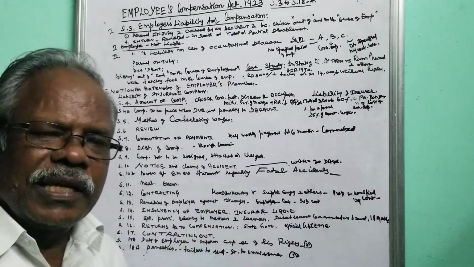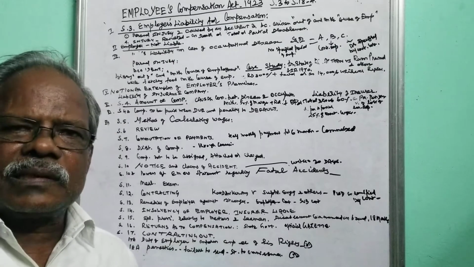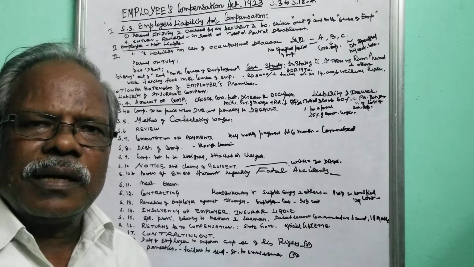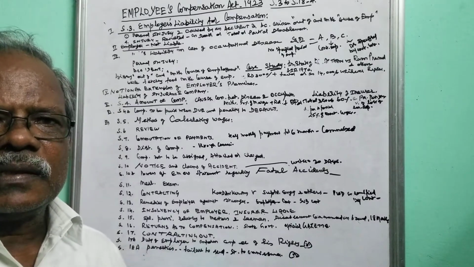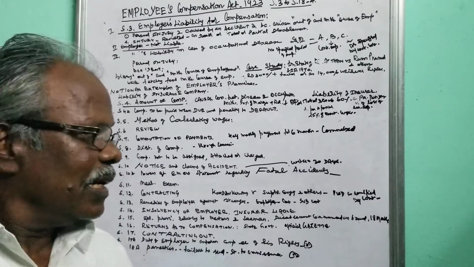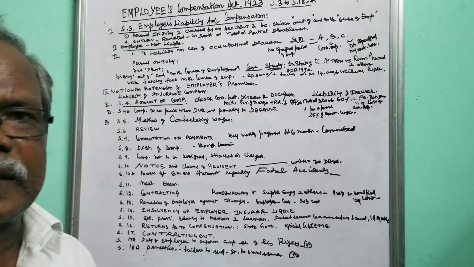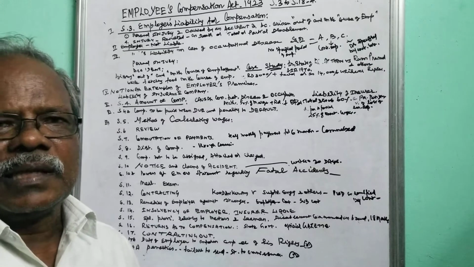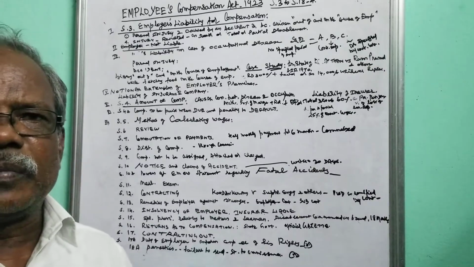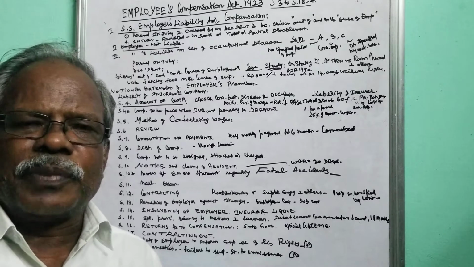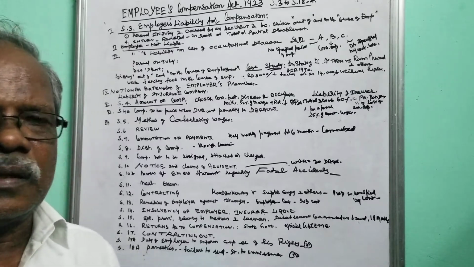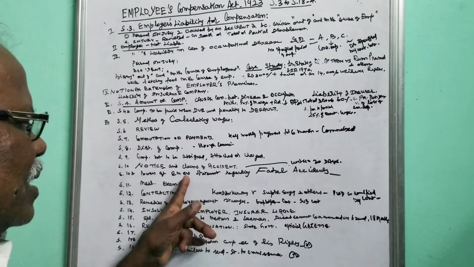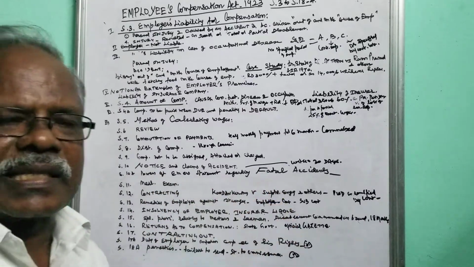If any accident happens in the premises, the employer should inform the commissioner by way of notice within 30 days from the occurrence of the accident or injury. It may be death, partial disablement or total disablement. Then 10A, power of commissioner to require statement regarding fatal accidents.